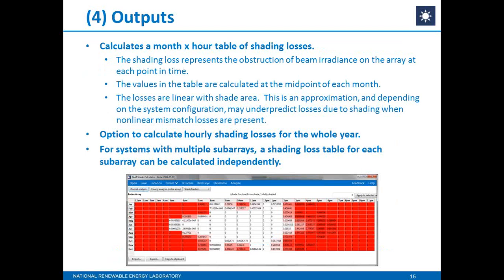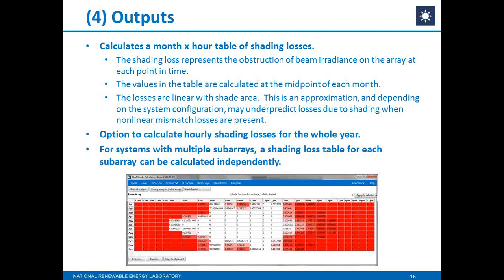So a quick slide about the outputs generated by the tool. The primary output is a month-by-hour table of shading losses. And the shading loss at each point in the table represents the fraction of the area of the solar array or active surface that's shaded by some obstruction. And it's only really representing the obstruction of the beam irradiance. Diffuse irradiance, of course, isn't obstructed by objects, and so it's really the beam irradiance that you're looking at here.